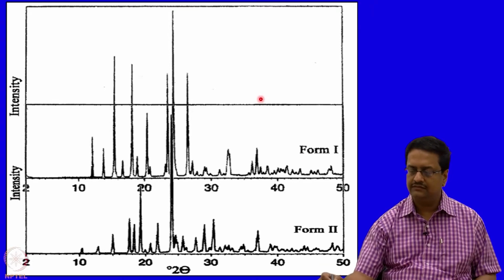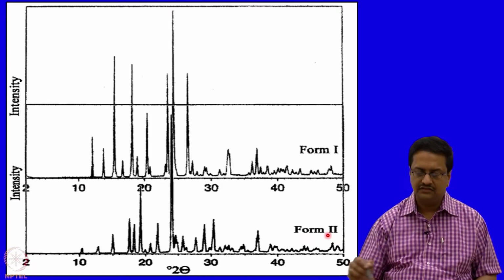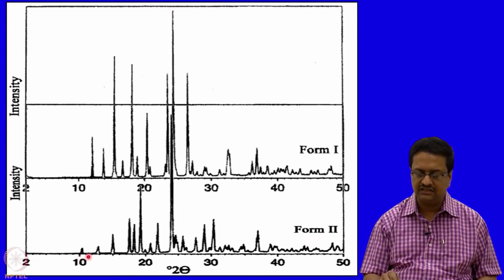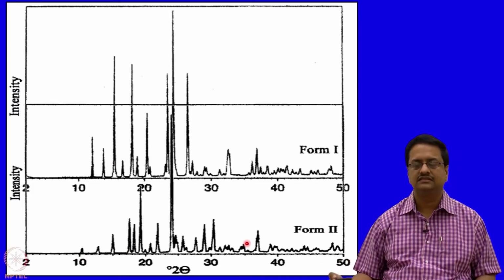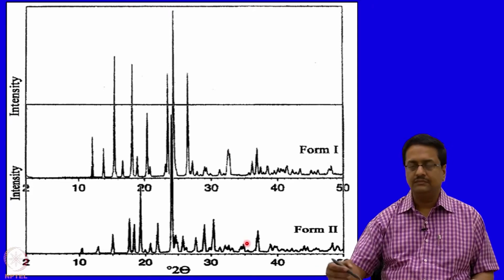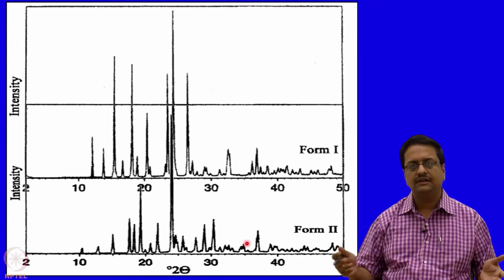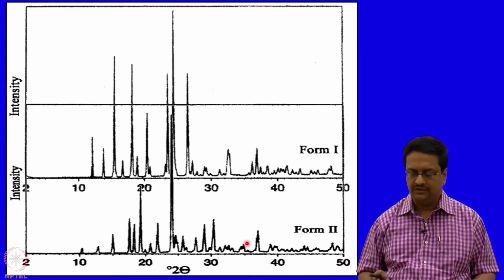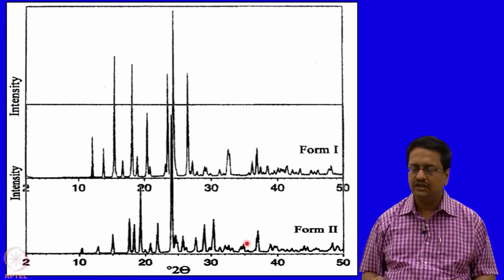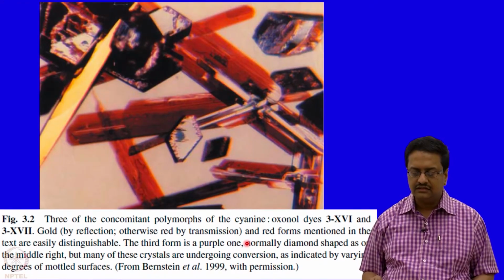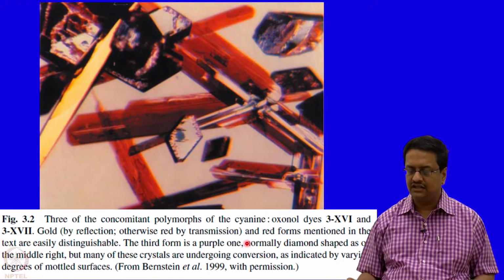So, here we have the powder diffraction pattern of a particular compound, form 1 and form 2, and you can see that the peak positions and the intensity ratios are different for two different crystal structures of one particular compound. So, when the powder diffraction patterns of one particular compound crystallized by different methods are different, we indicate that these are polymorphic modifications. So, here there are three concomitant polymorphs of crystalline oxonol.